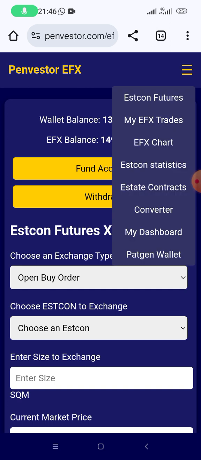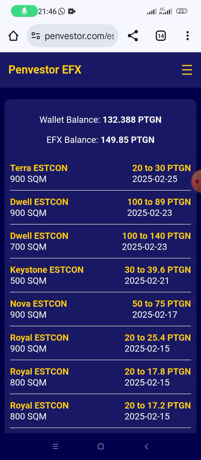If you go to my EFX trades, you see the last trades I have taken. Yeah, you see, I took 900 for duel. I was making a loss then until this one now. 900 SQM for Terra is a profit. You understand? So I can repeat this Terra now for even another Estcon, and I might be making a profit.